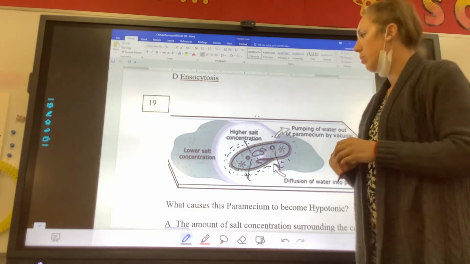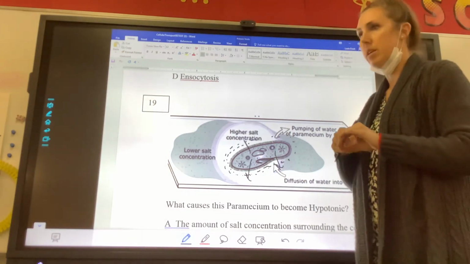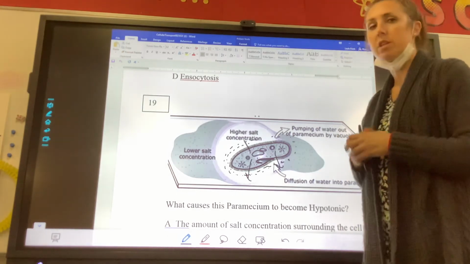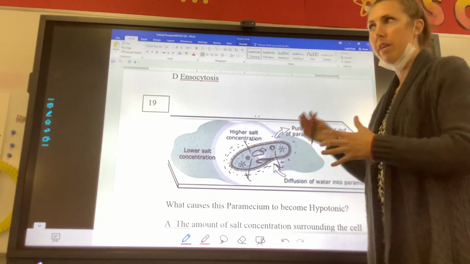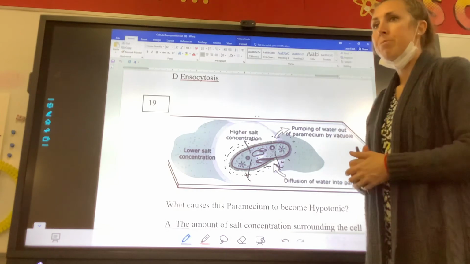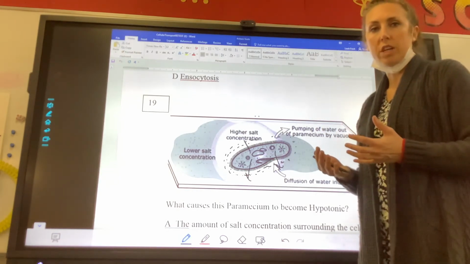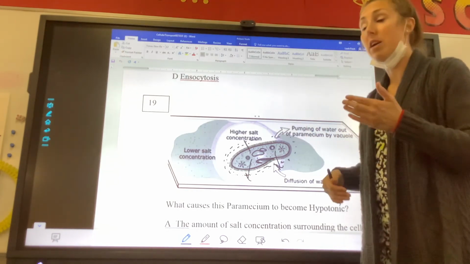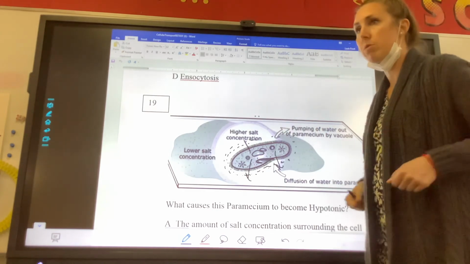So the paramecium is a cell. It's a unicellular organism, and we treat it just like we do the other cells, the egg, the fish, whatever we're talking about. Where's the higher concentration? That's where the party goes. That's where the water particles go. So water goes to the party.